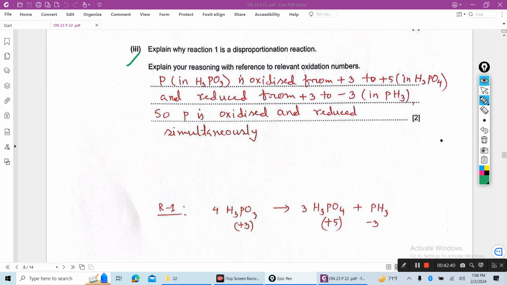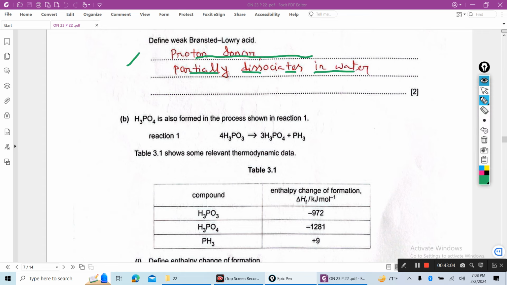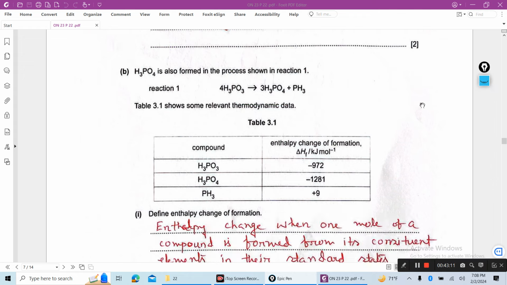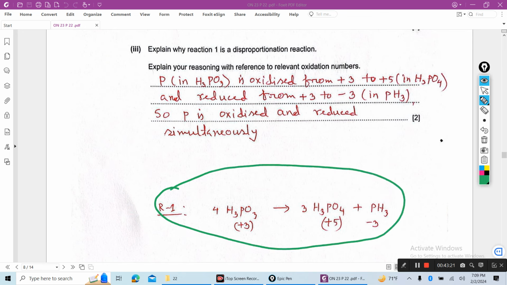Now you see number 3, explain why reaction 1 is a disproportionation reaction. Explain your reasoning with reference to the oxidation number. That means why reaction 1 is known as a disproportionation reaction. Explain your answer by giving oxidation number. You see, this is reaction 1. I write here for understanding: phosphorus acid goes to phosphoric acid and phosphine, PH3.